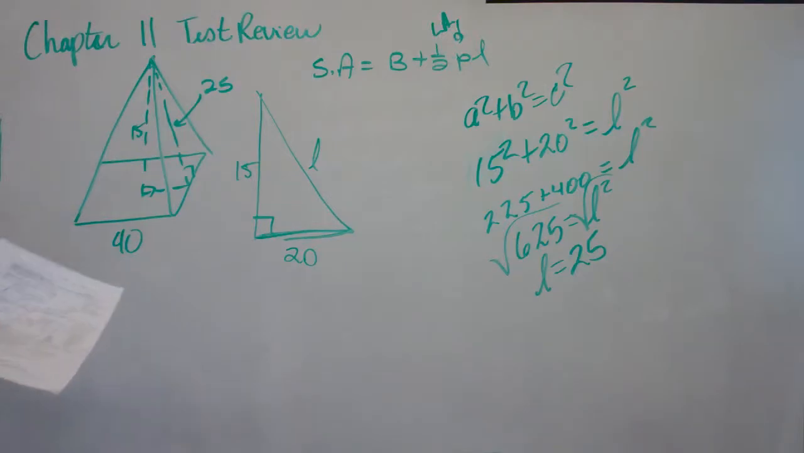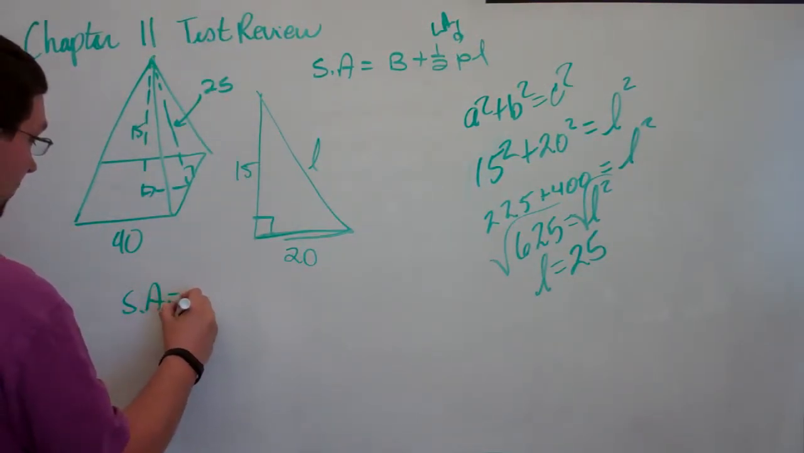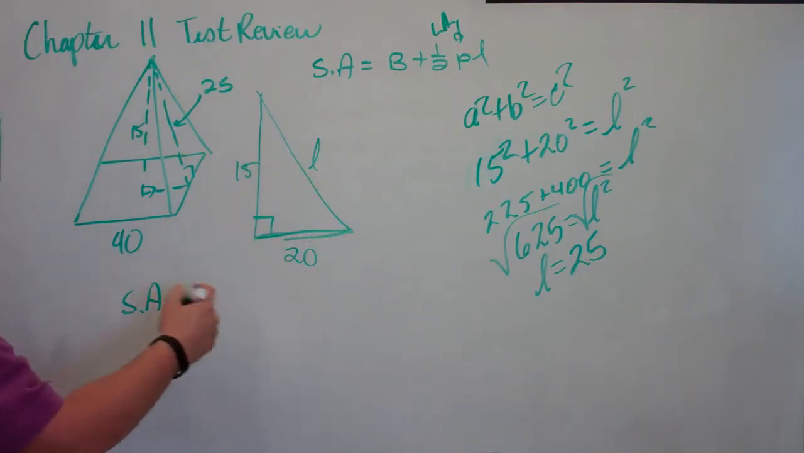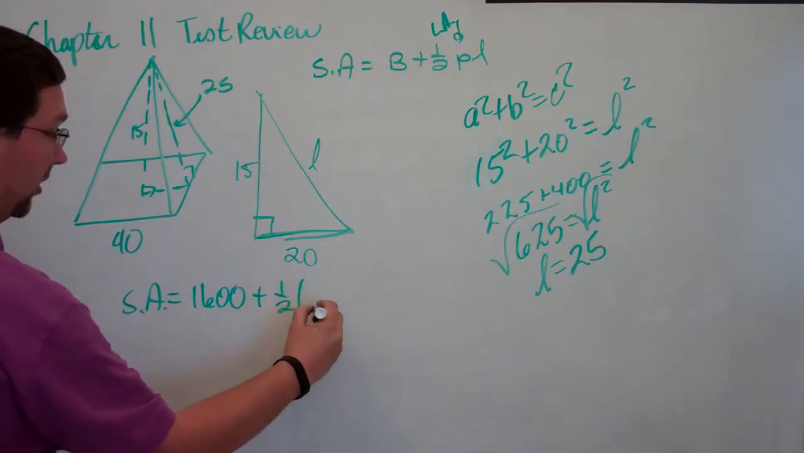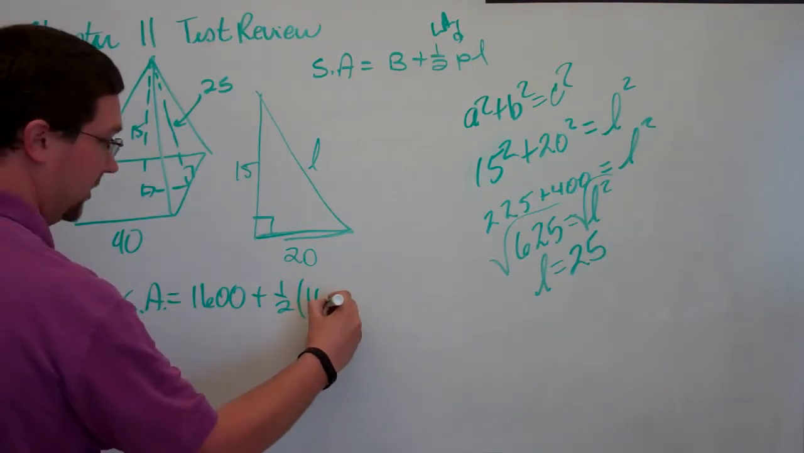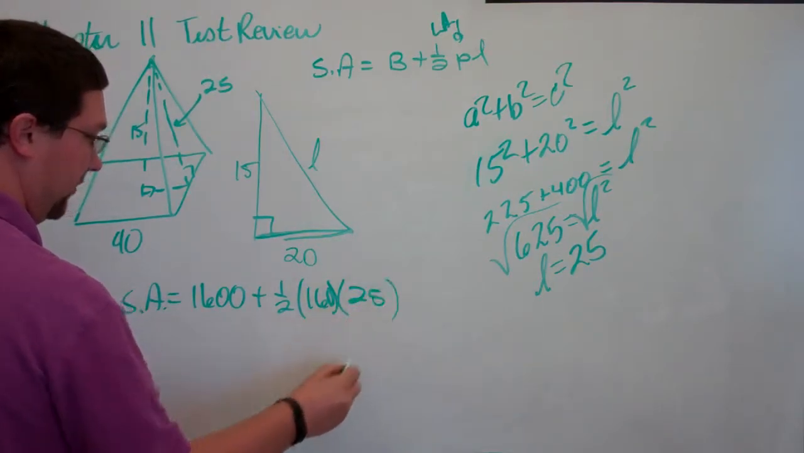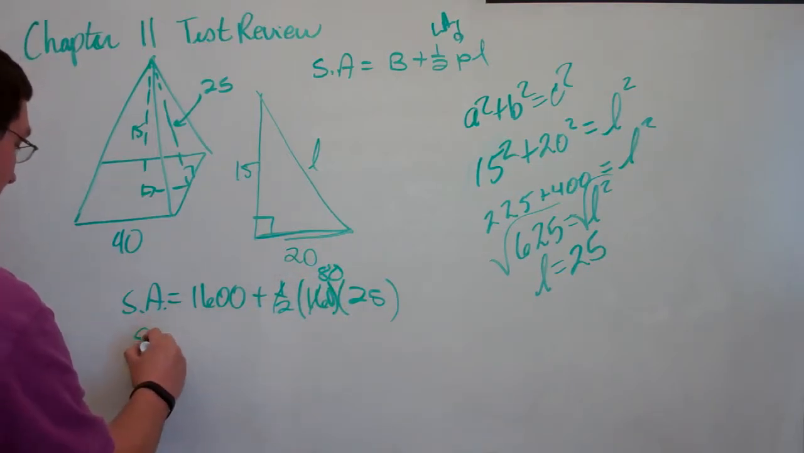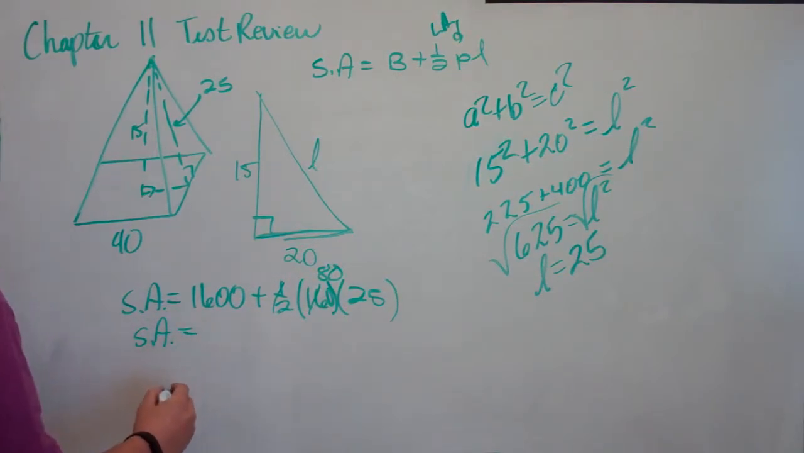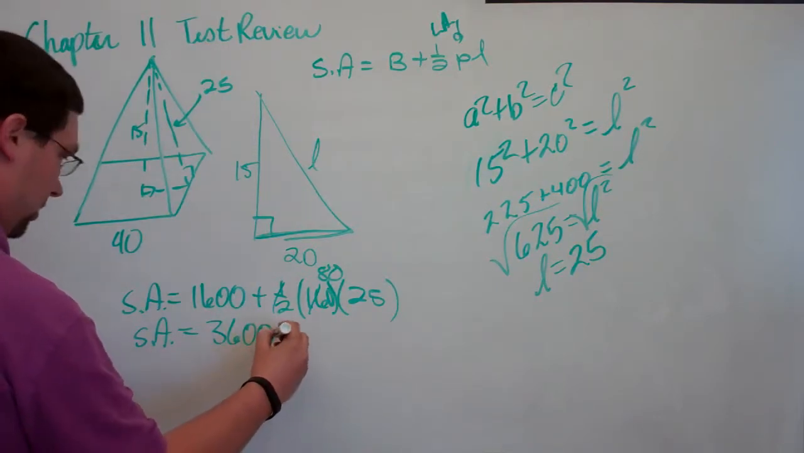So now you can simply take these numbers and plug them into the surface area formula. I'm going to work part of it out. You get the base, which is simply 40 times 40, 1600, plus 1/2 perimeter, which is going to be 160, times your slant height, which is 25. You could halve that down to 80 if you wanted to. But your final answer is going to be 3,600. What's the units?